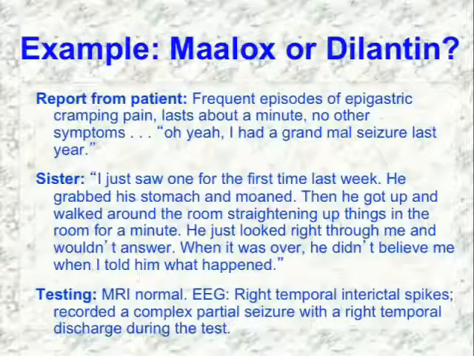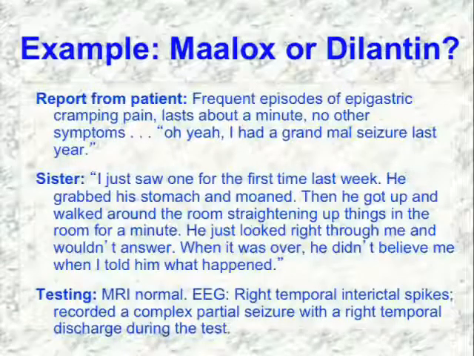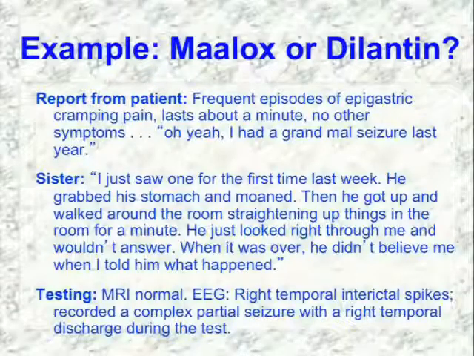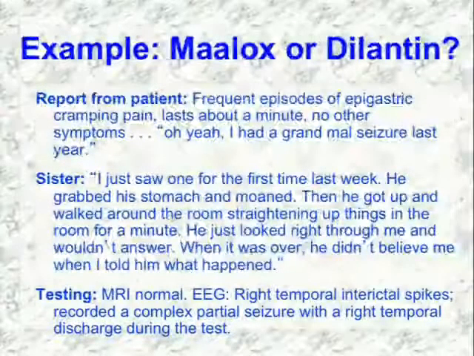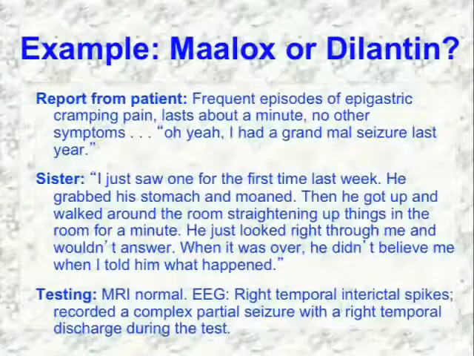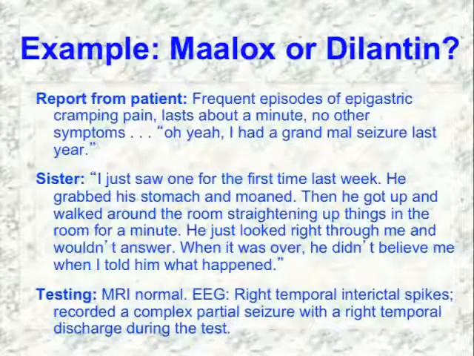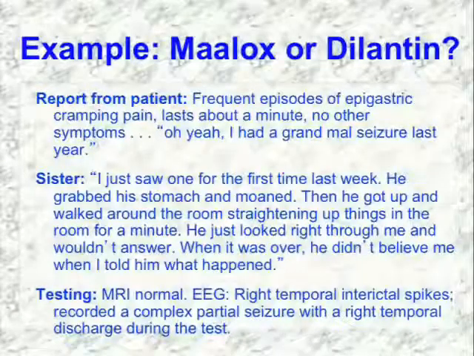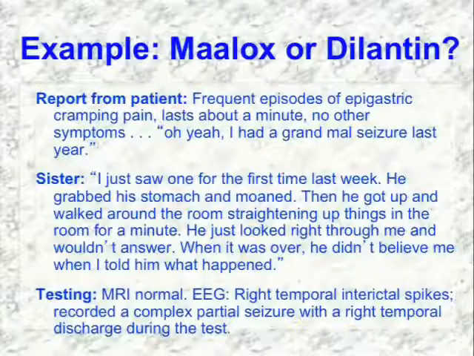I said, well, I'm a neurologist. Why are you coming to see me? He said, well, I had a grand mal seizure last year. I said, well, how did you get here today? Because he was from out of town. And he said, well, my sister drove me because my doctor told me I can't drive. So that's a key to something.